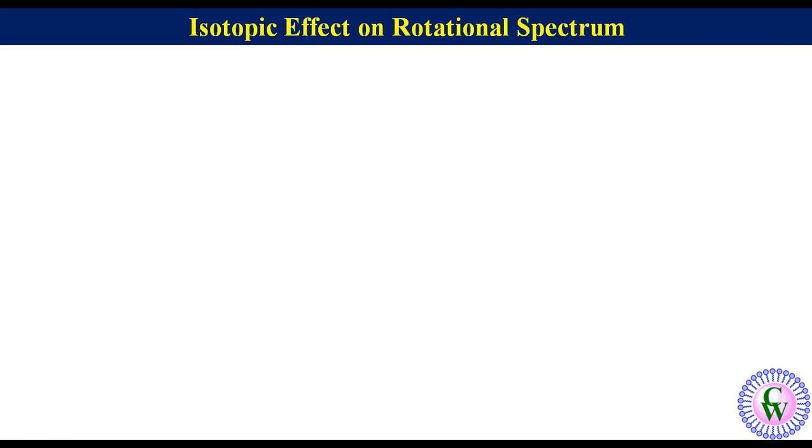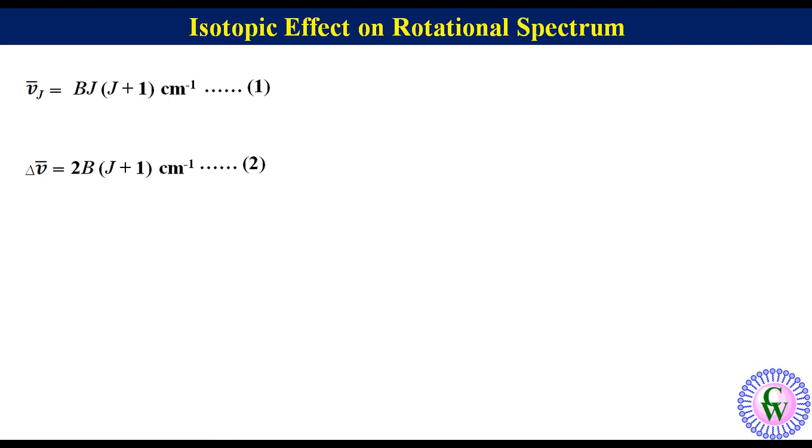We have learned in the previous lecture that the wave number associated with jth rotational quantum number of a rigid diatomic molecule is equal to BJ(J+1) centimeter inverse. Label it as equation number 1, where B is rotational constant and J is rotational quantum number. Wave number difference between two adjacent energy levels is equal to 2B(J+1) centimeter inverse. This is equation number 2.